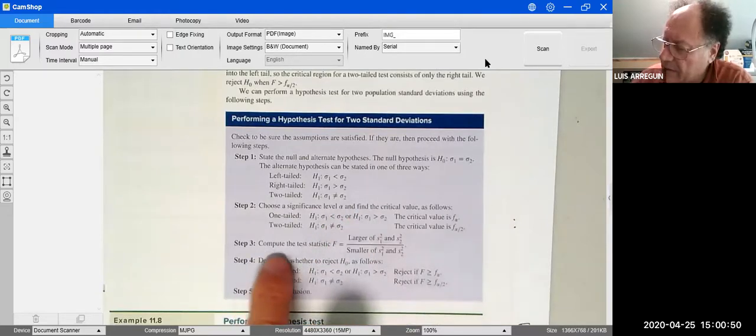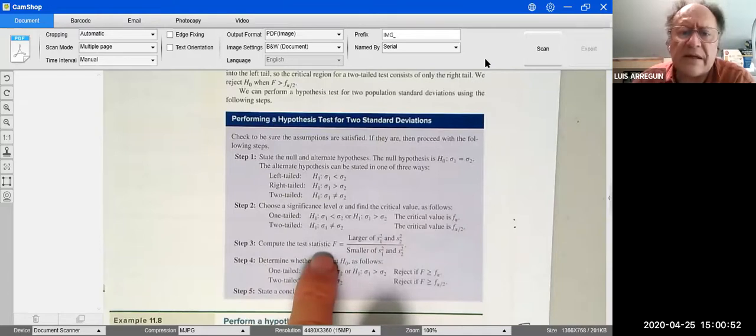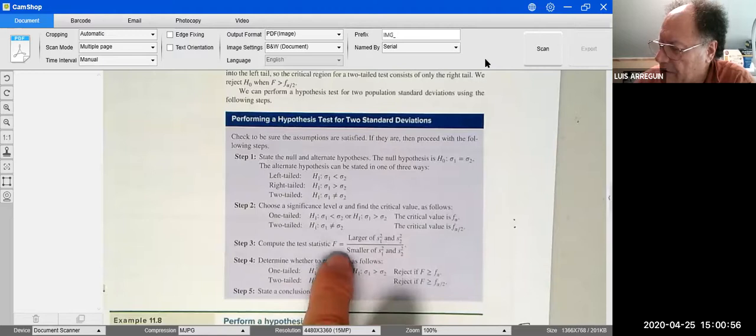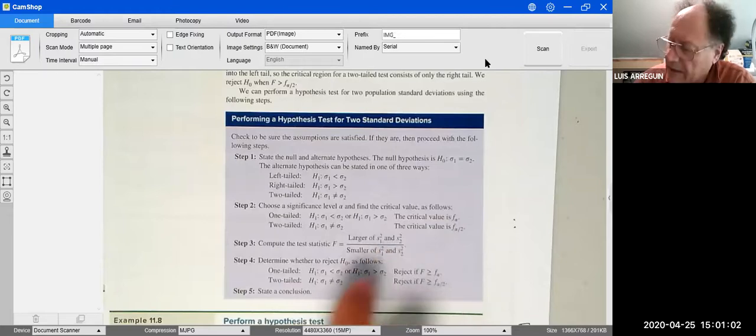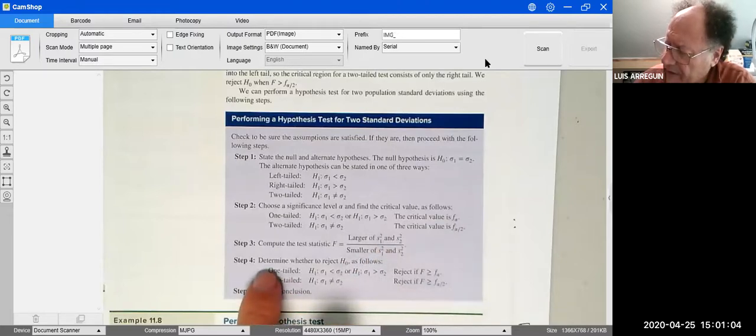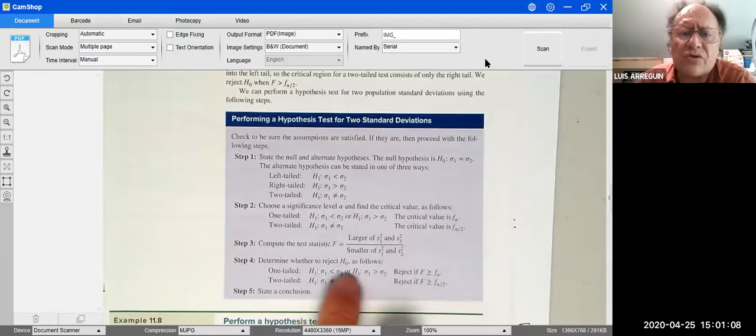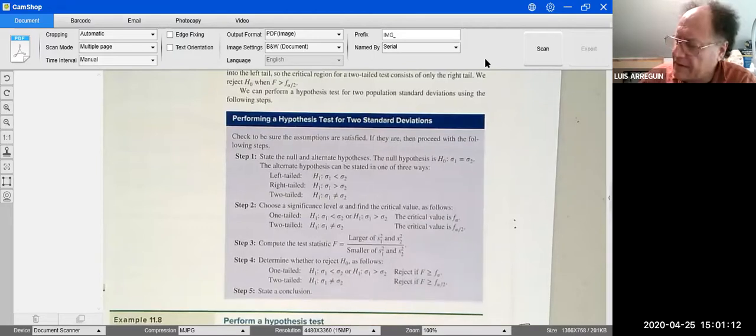Then in the next step we're going to compute the test statistic, and this time we're going to use a new one. We're going to use statistic F. F is going to be defined in terms of variances. Then the final step is just computing either critical values or p-values to make a decision, and then at the end we just write down a conclusion.